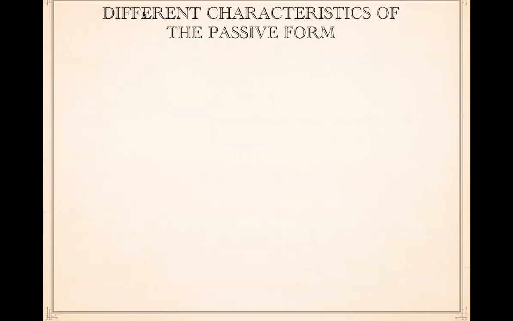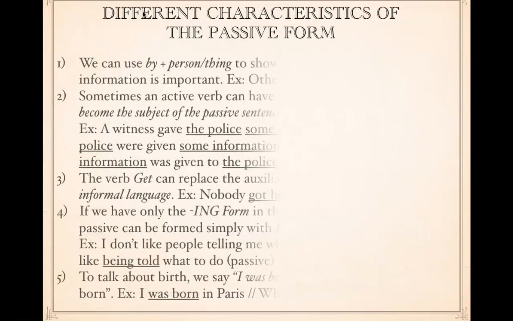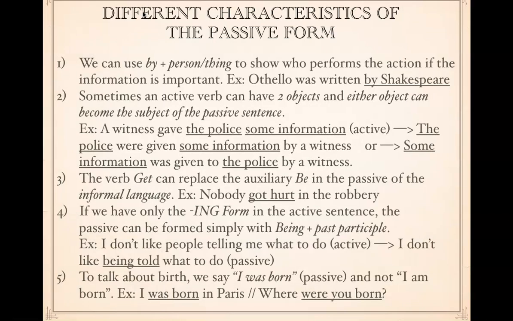Let's move on to some characteristics of the passive form. In a passive sentence, we can use by followed by the person or thing to show who performs the action if the information is important. So, for example, Othello was written by Shakespeare. In this case, it's important to underline who wrote this important play.